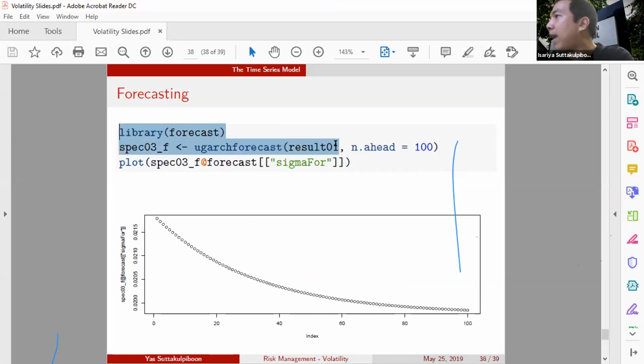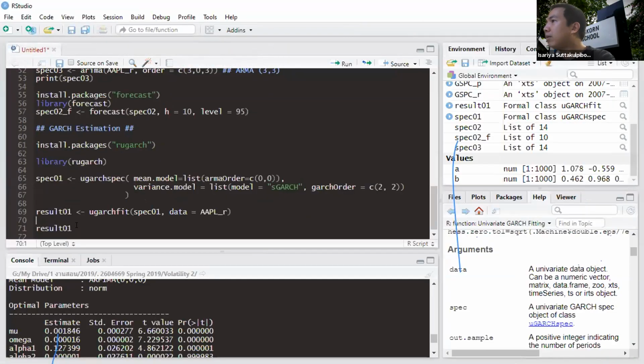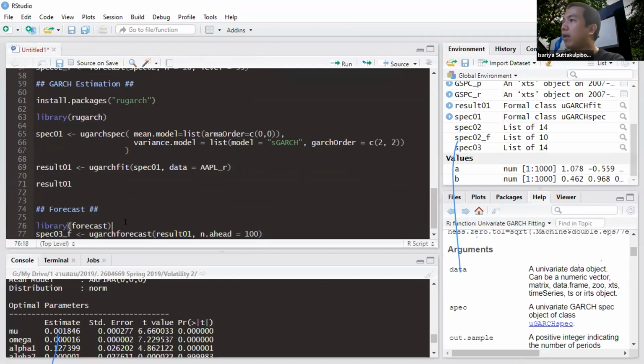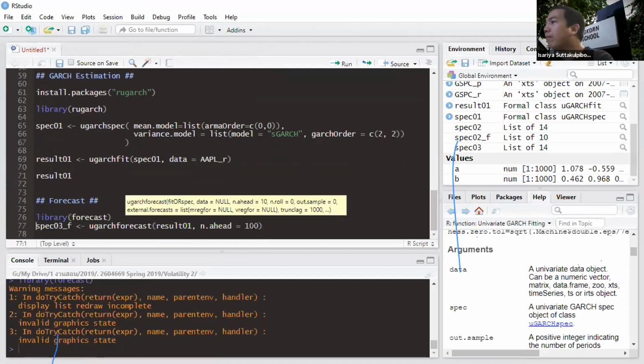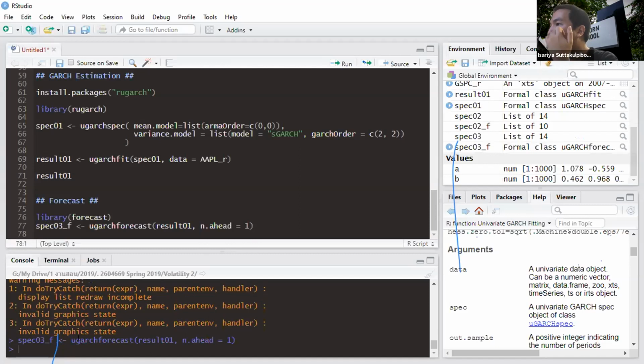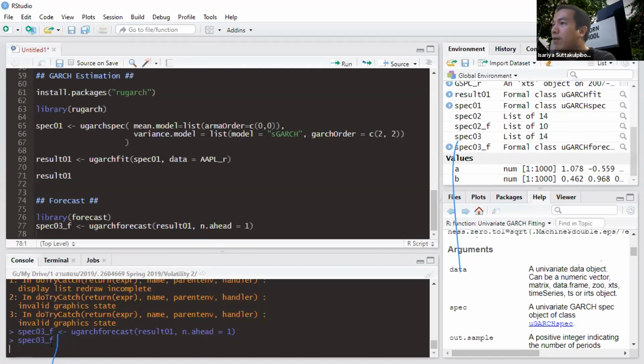There's a library called forecast. Then I want to do the forecast. Almost done. Library forecast, I believe I already have that. Yes, there you go. I use the ugarchforecast function using what result? Result 01, which is already there. Just one step, just make it simple. It's going to put that into spec03_F. Okay, and then let's see the result, spec03_F.